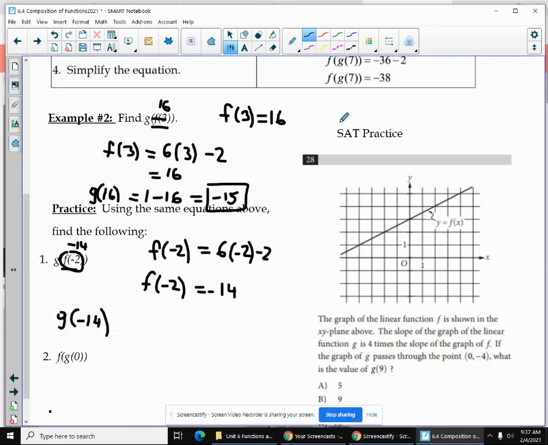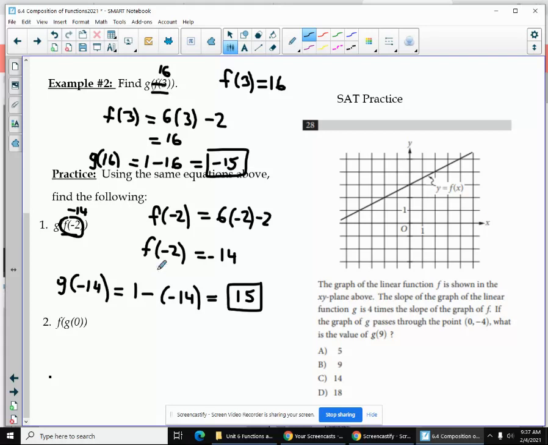Okay? Check the equation on top of this paper. g of x was equal to 1 minus x. This will be 1 minus negative 14. And we know that the opposite of negative is positive, so this becomes 1 plus 14. So the final answer is 15. Okay? So the final answer is g of f of negative 2 is equal to positive 15.